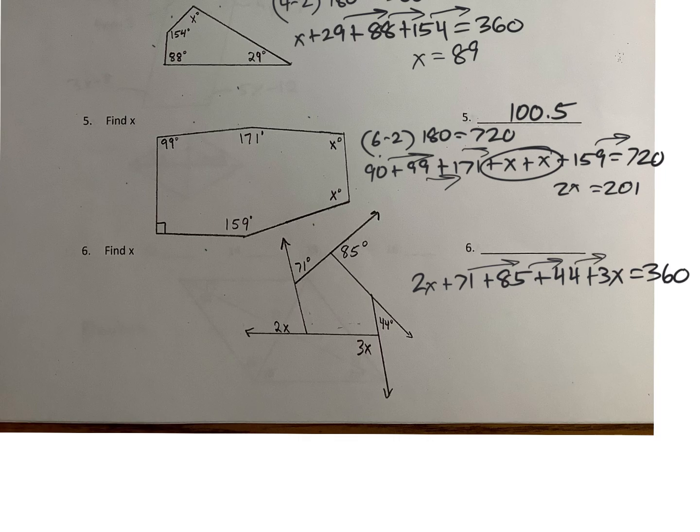So 360 minus the 44 minus the 85 minus the 71 is 160. So what do we have left? On the left side, we have 5x. 2x and 3x is 5x. So now we divide by 5. 160 divided by 5 is 32.